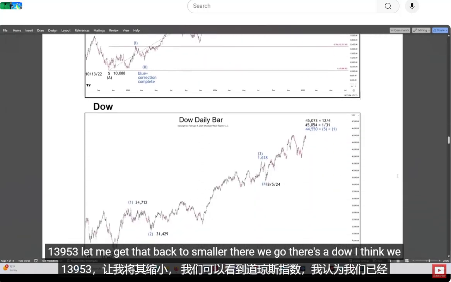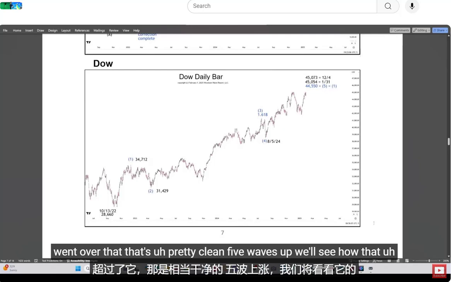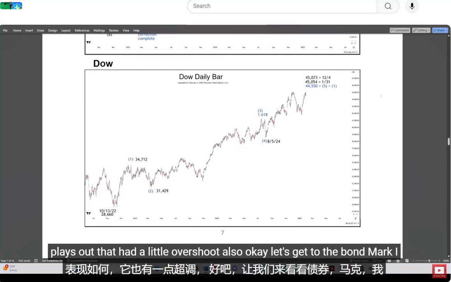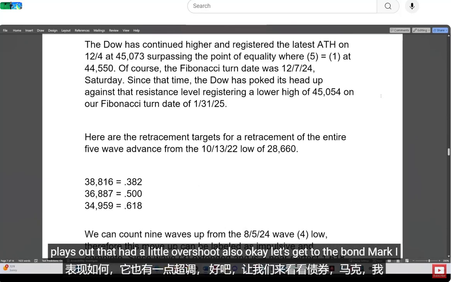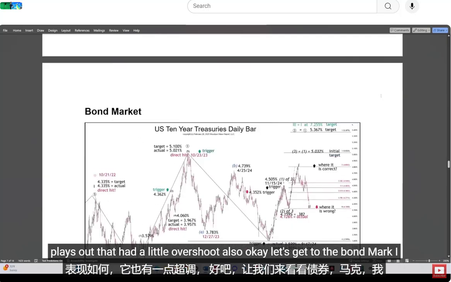Let me get that back to smaller. There we go. There's the Dow. I think we went over that. That's pretty clean 5 waves up. We'll see how that plays out. That had a little overshoot also. Okay, let's get to the bond market.